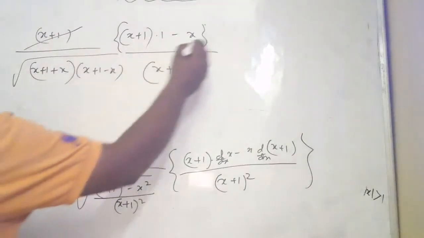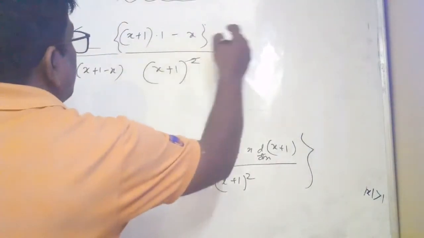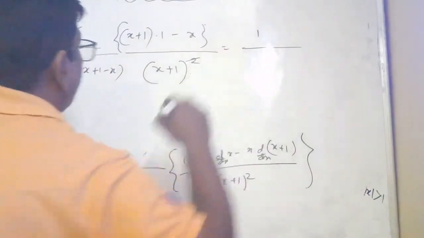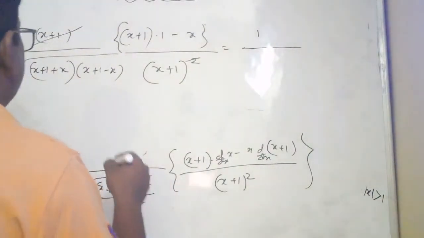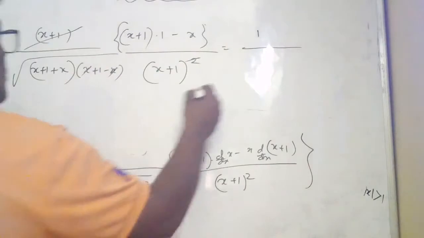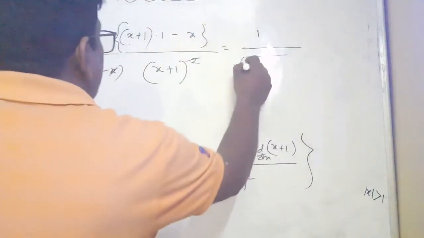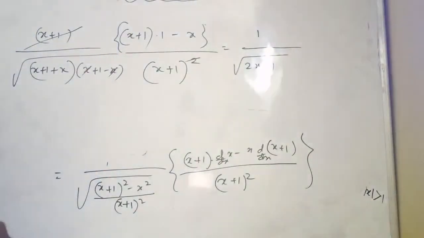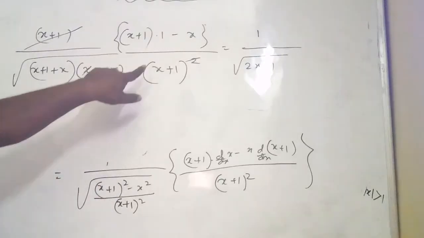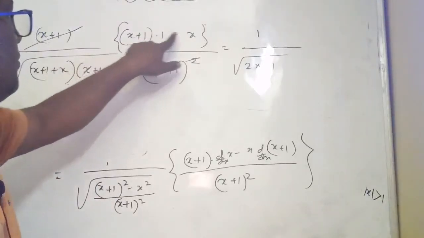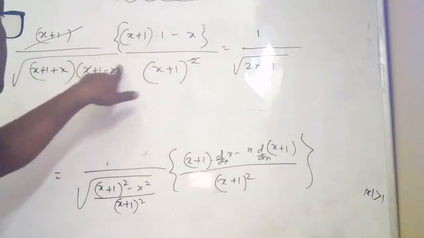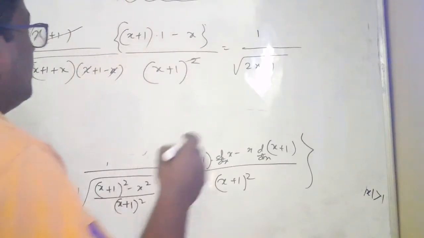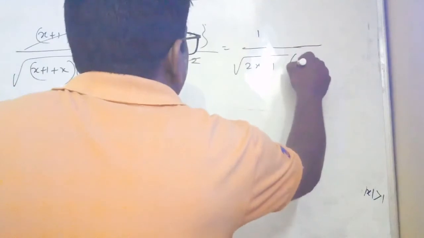So this is equal to what? Plus x minus x cancel. So 1 by root over 2x plus 1. Now check it. This comes whole square root over x plus 1, and this is a plus b and a minus b. Okay, so x plus 1 minus x, so it cancels. What is here? x plus 1.